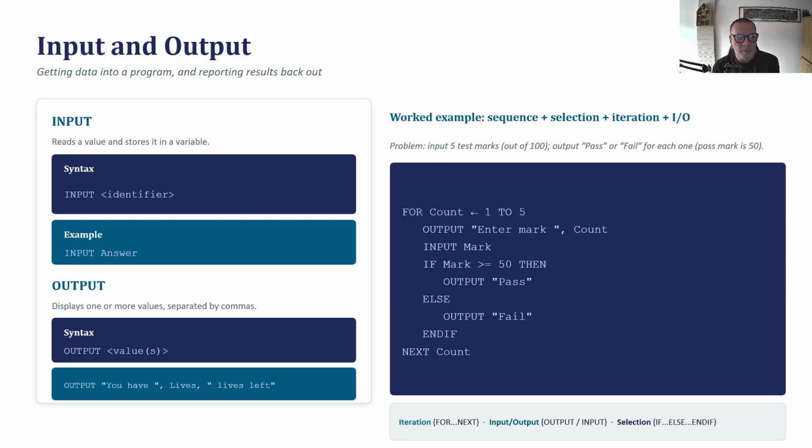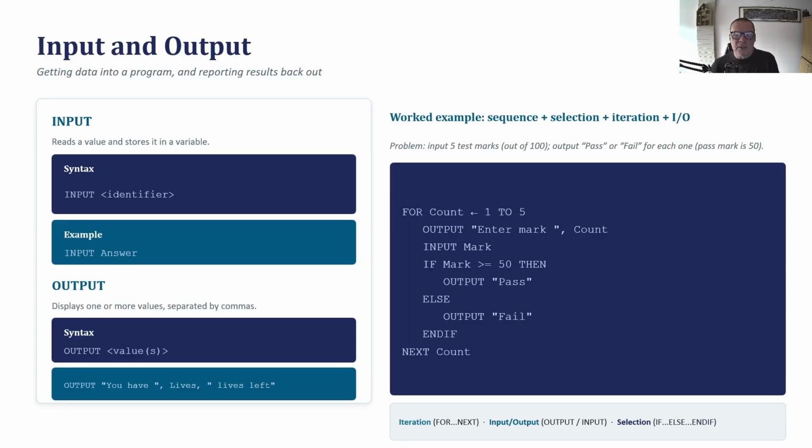And then output, you just say output and the value or values that you want to put out. You can put out literal text in quotes, you can put out variables, or you can put out a combination of things if you separate them by commas.